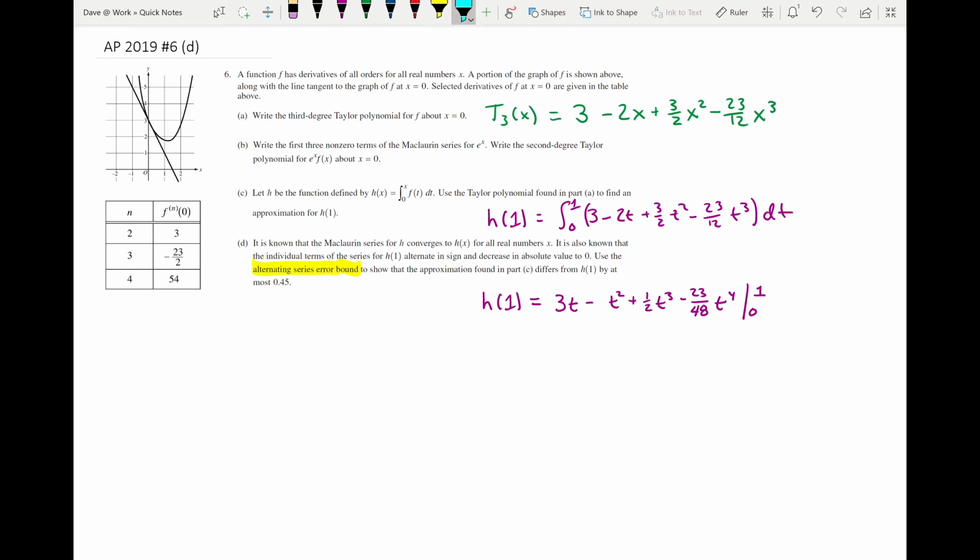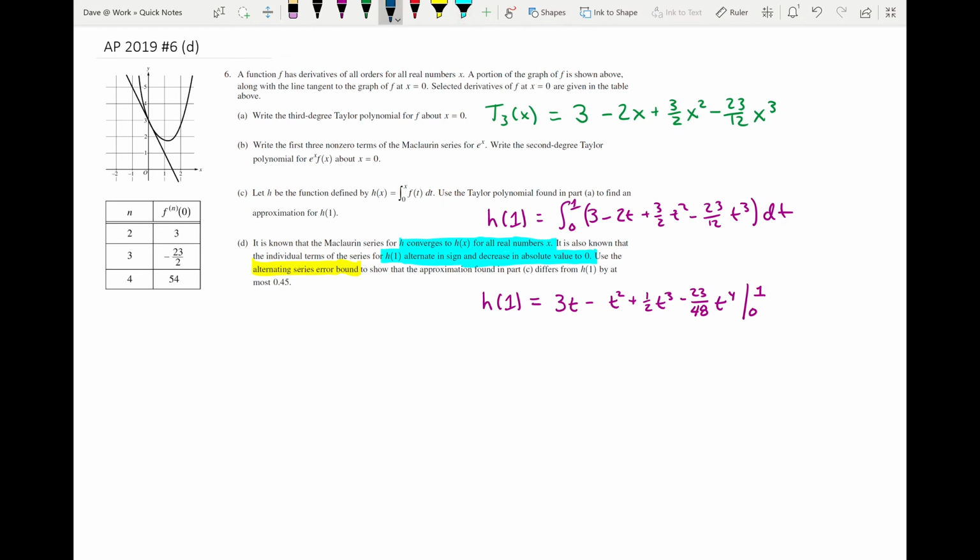But I just want to go back, look at the paragraph to understand why we can do that. First, it says that h will converge to h of x for all real numbers x. And since we are using h of 1, 1 is a real number, so we're good there. It also says that h of 1 alternates in sign, hence why it's an alternating series, but you can only use the alternating series test if it decreases in absolute value down to 0. So it meets all the conditions of the alternating series test, which shows it converges. This allows us to then use the alternating series error bound.